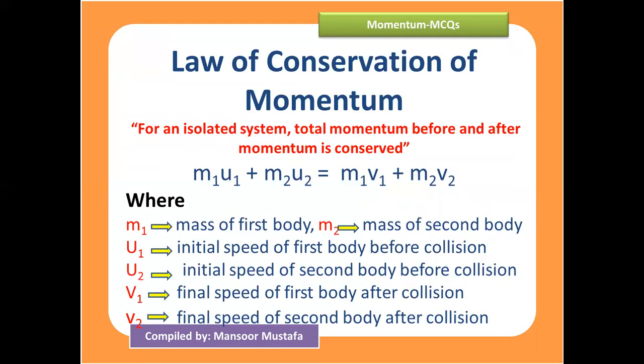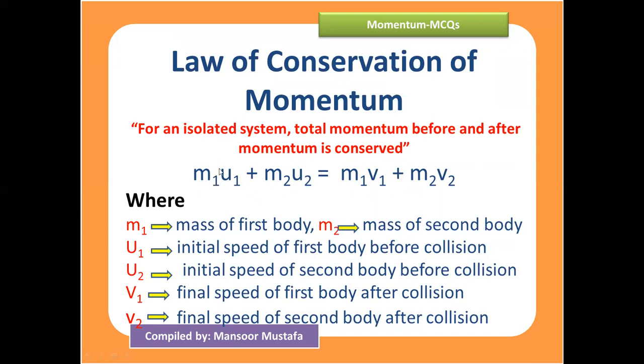Now moving to the next part of this chapter, that is the law of conservation of momentum. Now ये law of conservation of momentum होता क्या है? The statement is that for an isolated system total momentum before and after collision is conserved. Now isolated system means के system in which there is no loss. If we have a system in which there is no loss, so in that system momentum before collision remains same as momentum after collision. So this is the equation for the law of conservation of momentum.